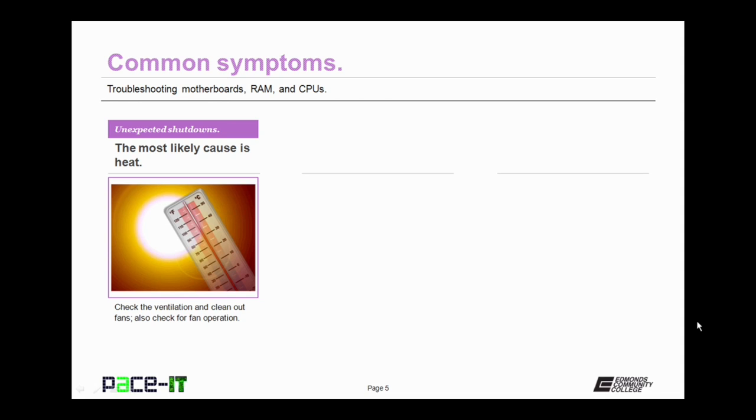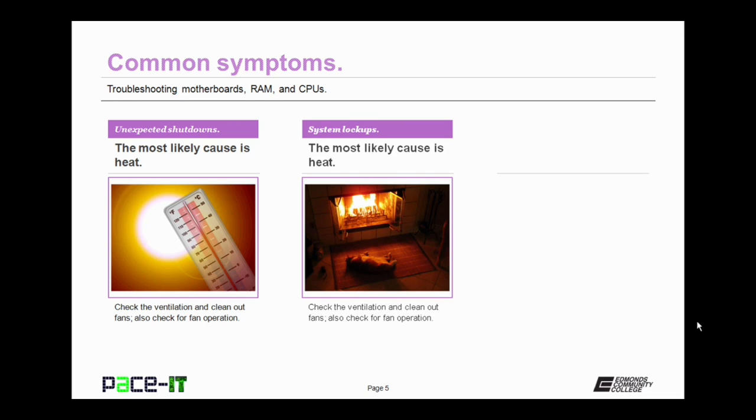Here, the most likely cause is heat. Check the ventilation and clean out the fans. Also, check for fan operation. System lockups. Guess what? The most likely cause is heat. Check the ventilation and clean out fans. Also check for fan operation.